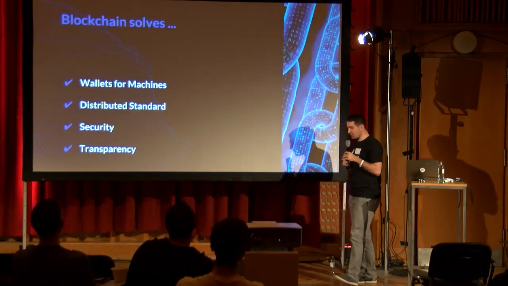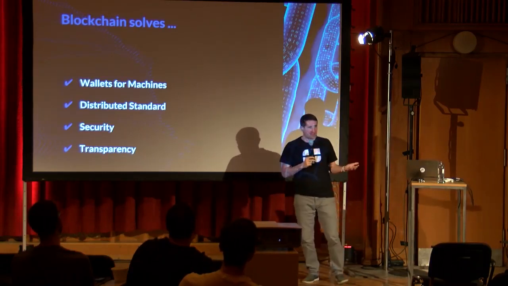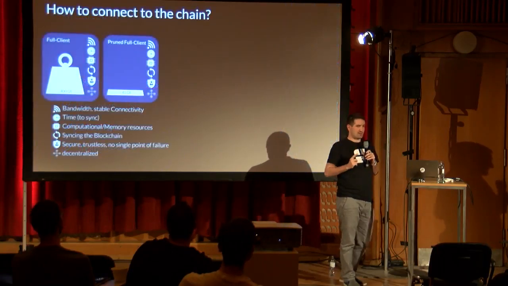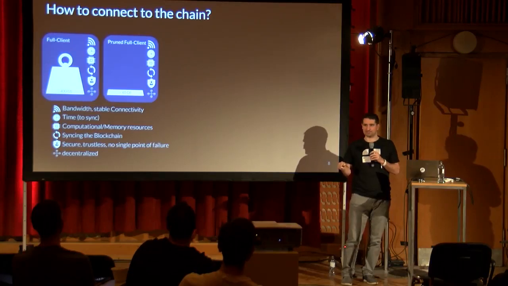So blockchain can solve a lot of those things. It can give wallets to machines, you get a distributed standard, you get security and transparency. But what's the biggest problem right now? How do you connect those IoT devices to the blockchain?